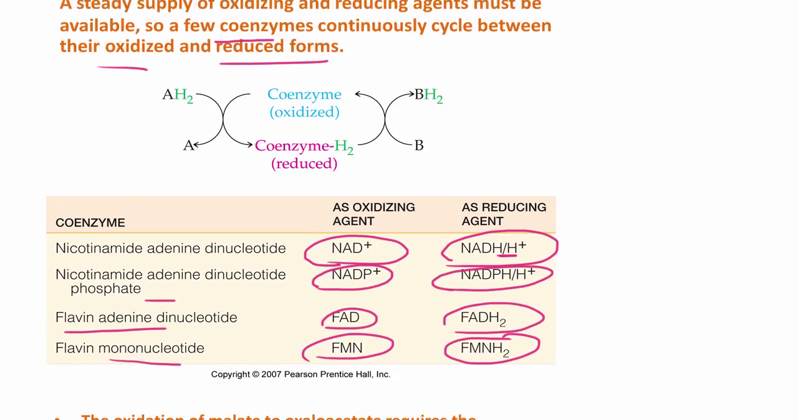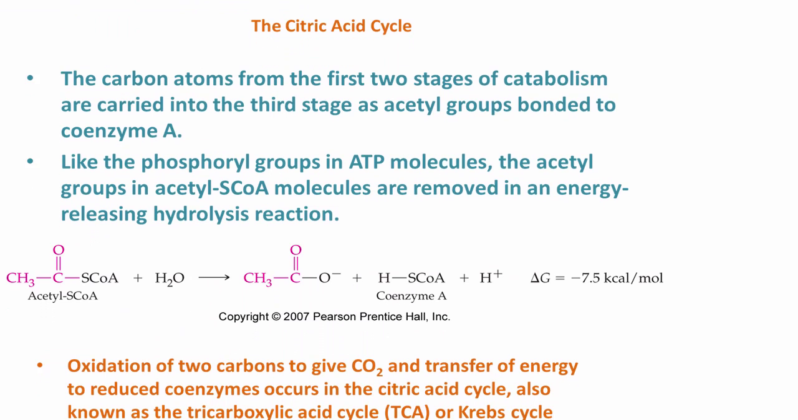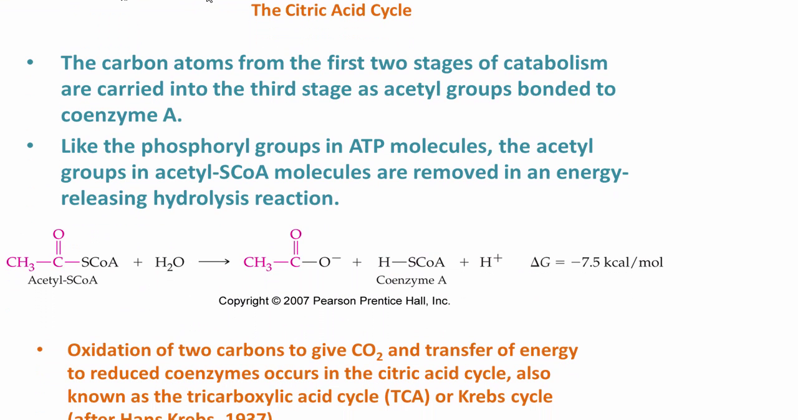So let's move on here. Let's talk about the citric acid cycle, also called the Krebs cycle, the carboxylic acid cycle, and so on. So what happens is the carbon atoms from the first 2 stages of catabolism, those acetyl groups, are carried into the citric acid cycle. Remember, we have those acetyl groups bonded to coenzyme A.